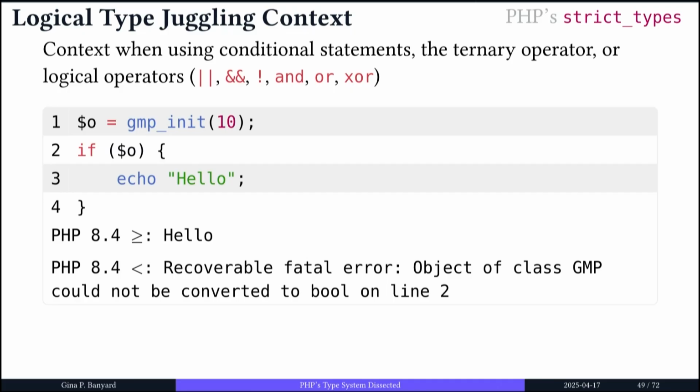The logical type juggling context is when using conditionals, like an if statement and things like this. There was a weird case prior to 8.4 where the GMP object didn't support casting to booleans, and so it would emit the only remaining case of recoverable fatal errors. It's very weird that you would not expect an if statement to break, but there's a way to do that in PHP.